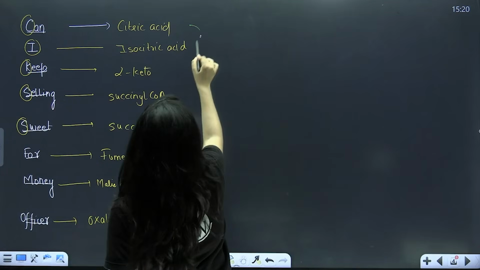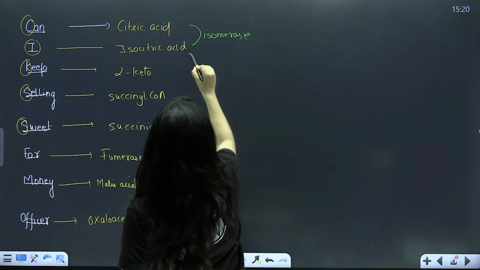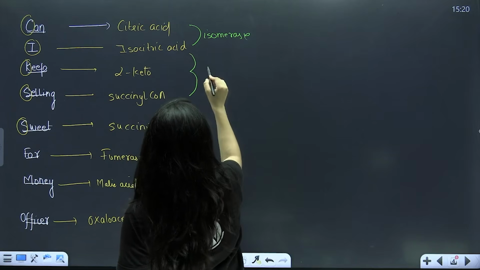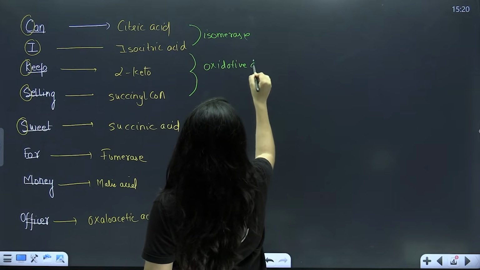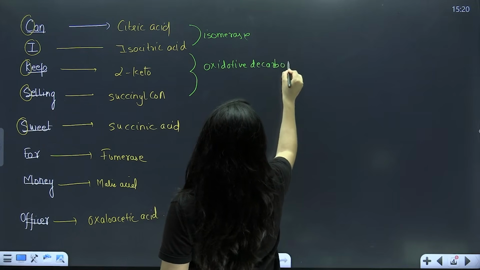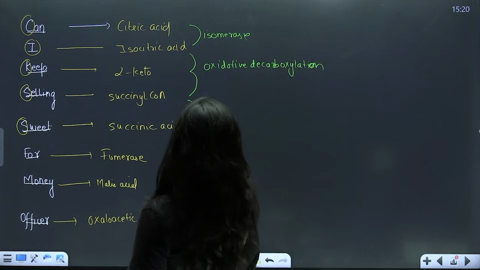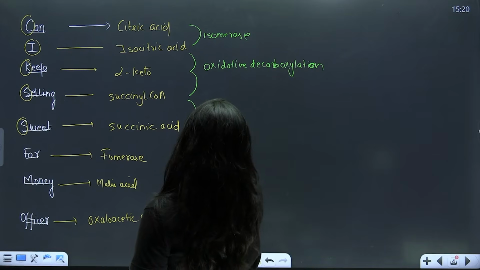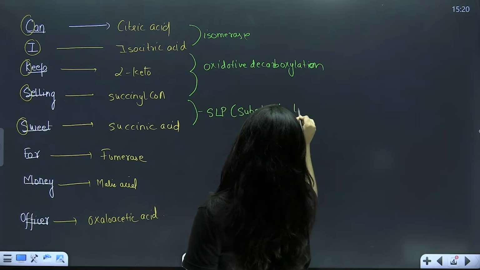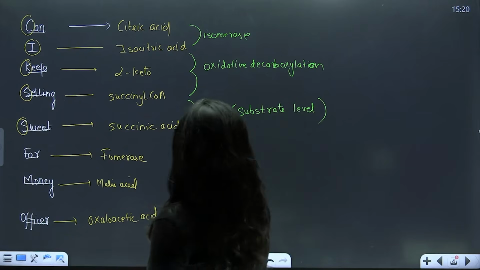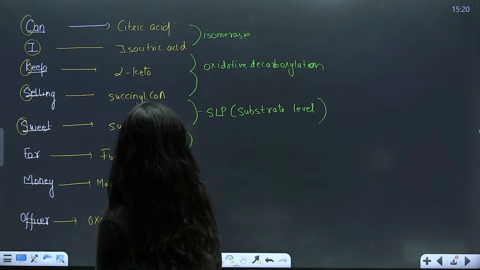So here what is taking place? Isomerization. Here and here, in both the steps, oxidative decarboxylation is taking place. Yes or no? Even like that you can write it and learn it forever. Here, substrate level phosphorylation, SLP step, where energy is generated. So substrate level phosphorylation. Next, fumaric acid.